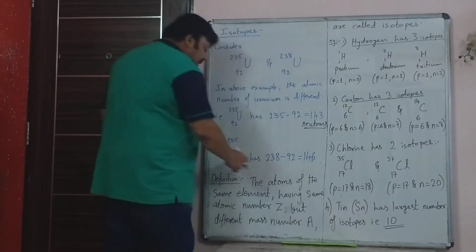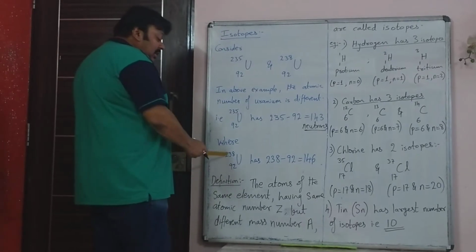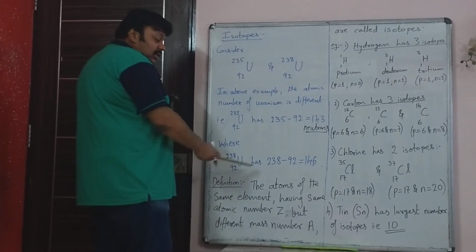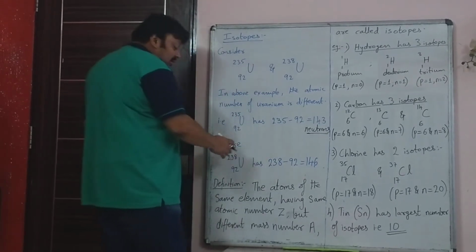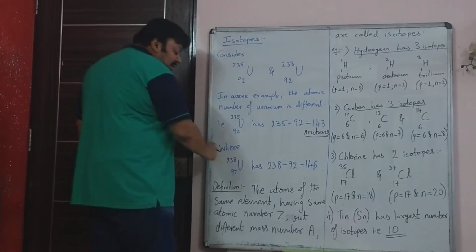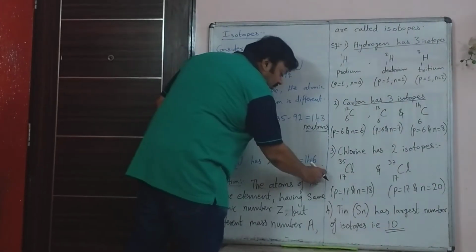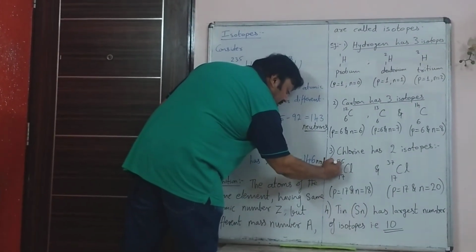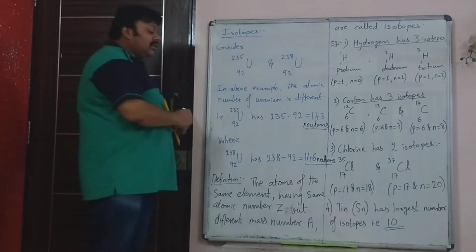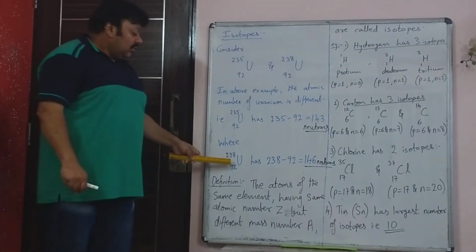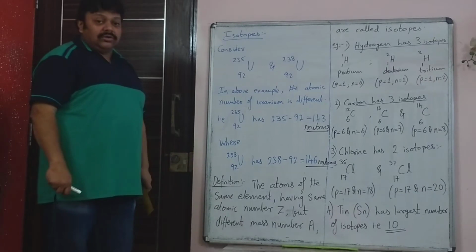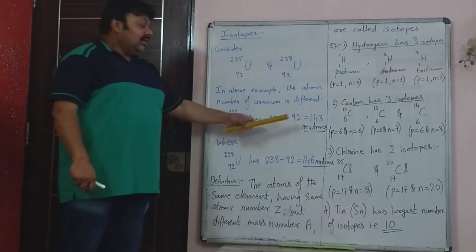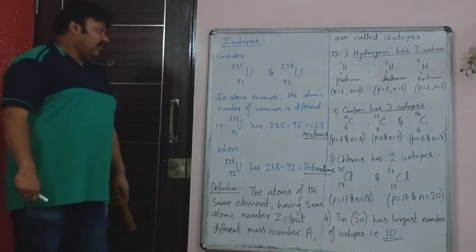Whereas in the second case, uranium-238, the number of protons remains 92 only. But the number of neutrons is now different. It is 238 minus 92, that is 146 neutrons in this case. So 3 neutrons extra are there in the nucleus of uranium-238 when you compare it with uranium-235. The number of neutrons is different.